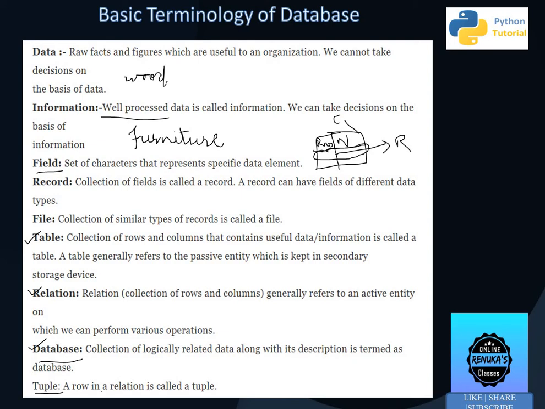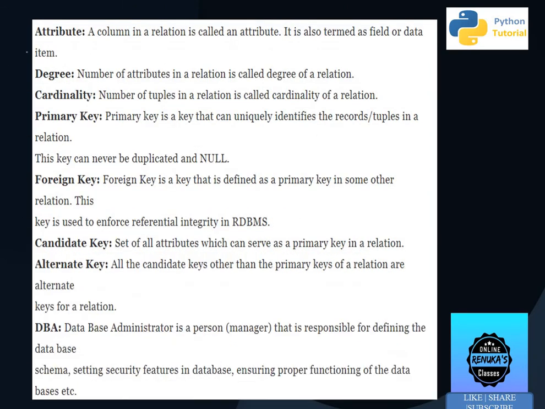Then tuple: a row in a relation, or we can say a record in a relation, is also named as tuple. And a column in a relation or a field in a table is also known as attribute. Now what is degree? The number of attributes in a relation. Suppose we have roll number, name and address, so there are 3 columns or 3 attributes, so in that case the degree of the table is 3.